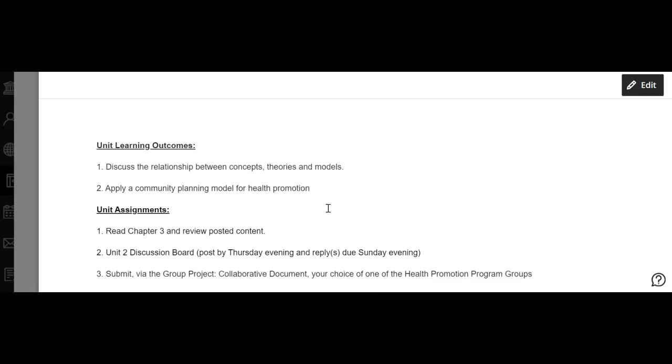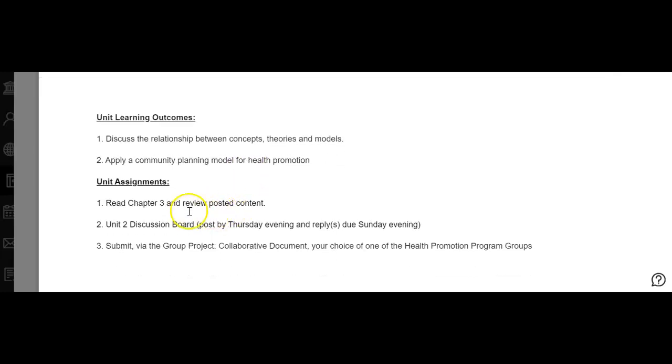The first thing when you click on that, you're going to see the instructions, I guess I would say. What are the learning outcomes? You're going to be able to discuss the relationship between concepts, theories, and models. And you're going to do that mainly by reading Chapter 3 in your health promotion and nursing practice book. And then you're going to begin to apply a community planning model for health promotion. And I'm going to explain that more.